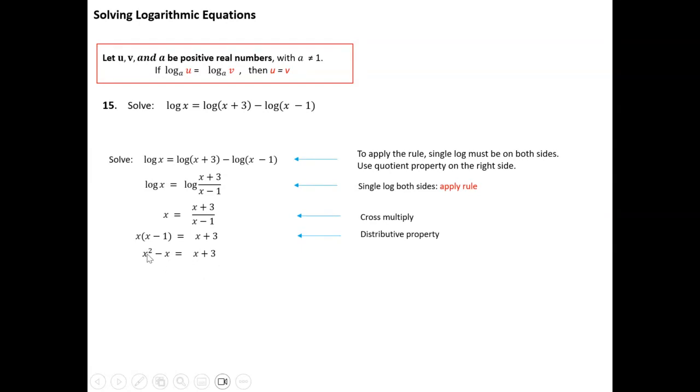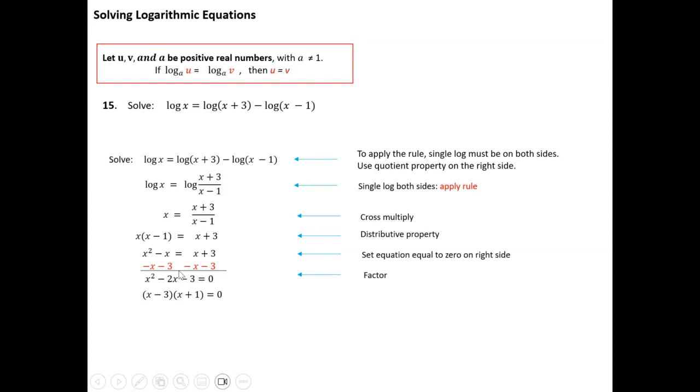Since we have a squared term, something to the second power, we're going to send all the terms on the right side to the left side by subtracting x and subtracting 3 from both sides. On the right side, it's going to be 0. On the left side, it's going to be x squared minus 2x minus 3 equals 0. Now we need to factor.